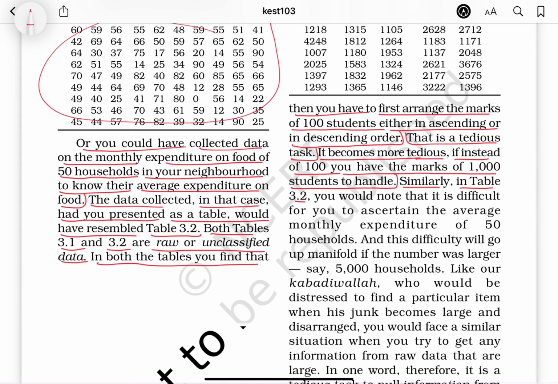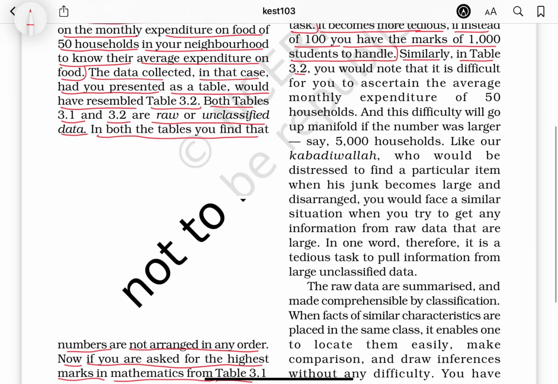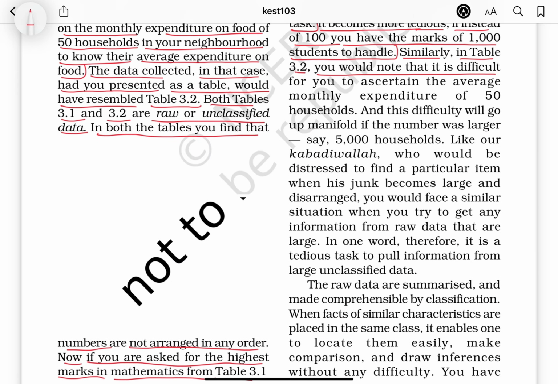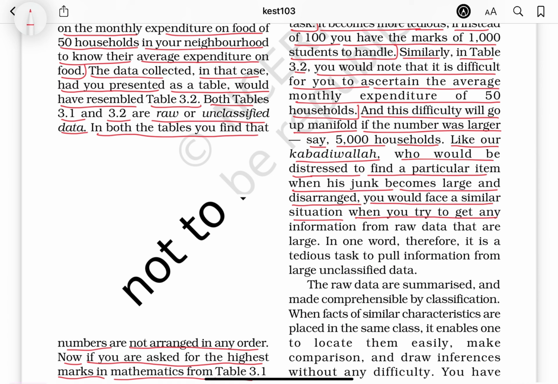Similarly, in Table 3.2, you would note that it is difficult for you to ascertain the average monthly expenditure of 50 households, and this difficulty will go up manifold if the number was larger, say 5000 households. Like our kabadiwala, who would be distressed to find a particular item when his junk becomes large and disarranged, you would face a similar situation when you try to get any information from raw data that are large.